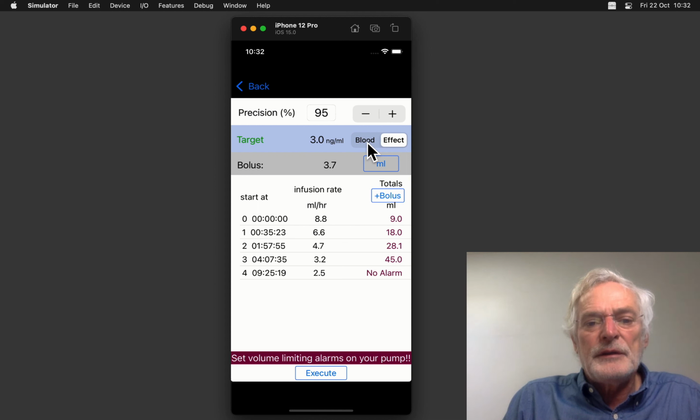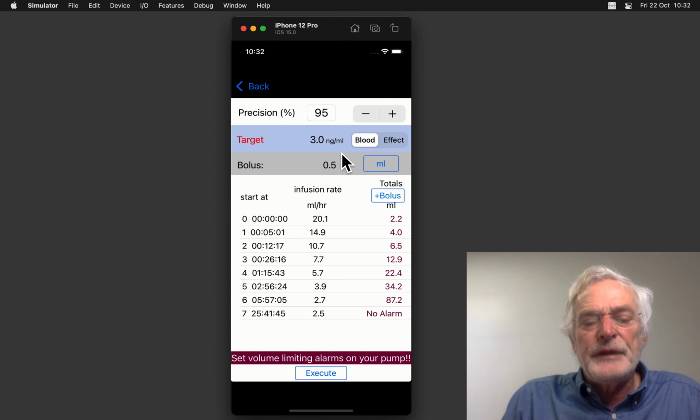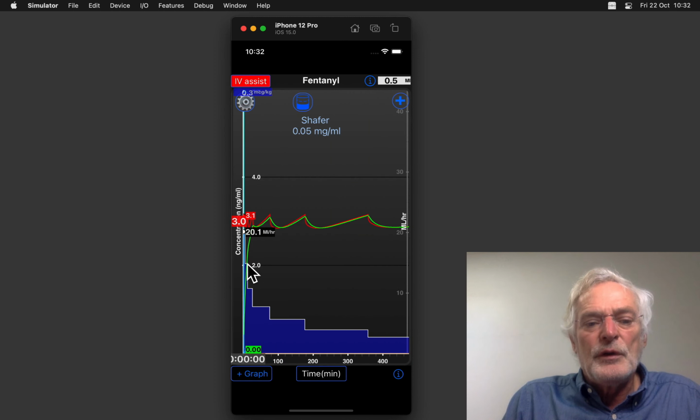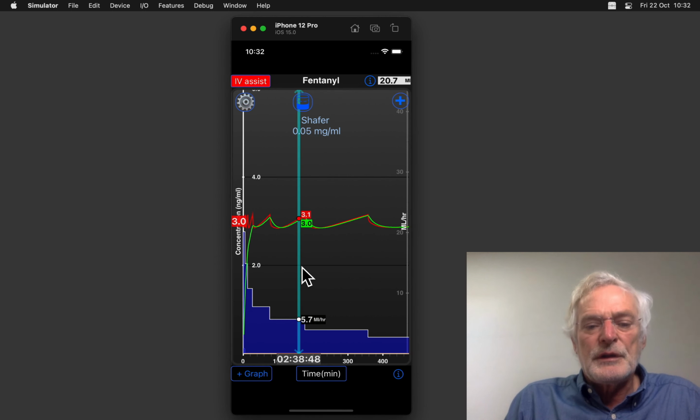And for a blood concentration, the bolus will decrease, so less overshoot in the central compartment, but more changes in the infusion rates. As you can see over here, there are quite a few more changes required in the infusion rate, in order not to overshoot my target.